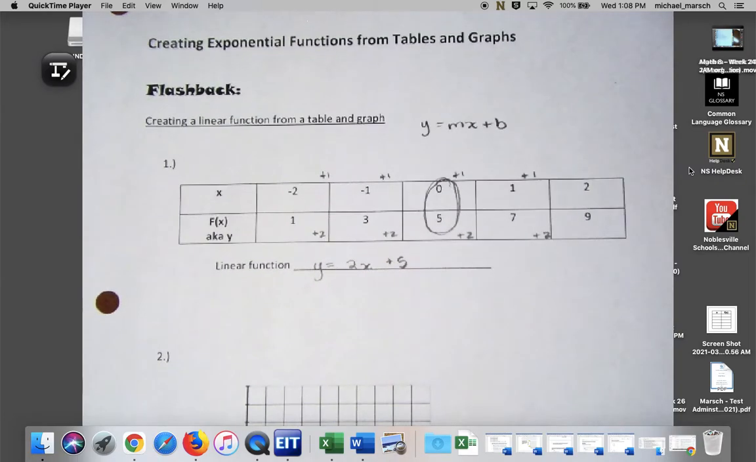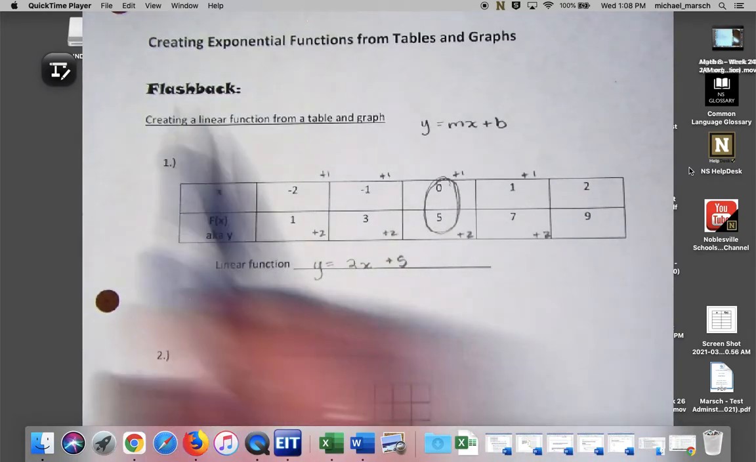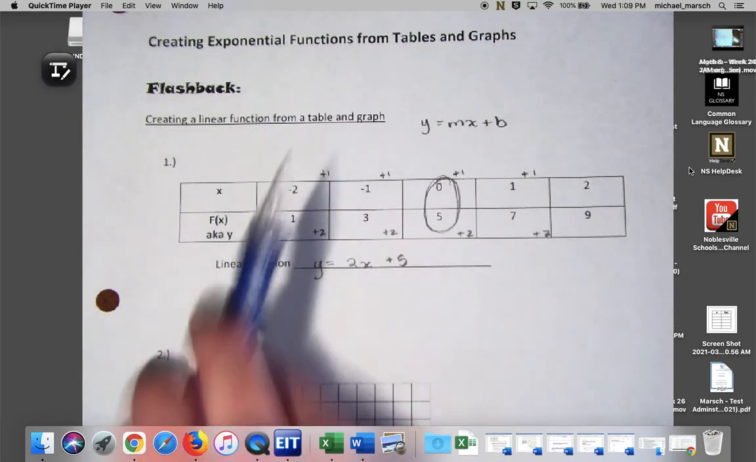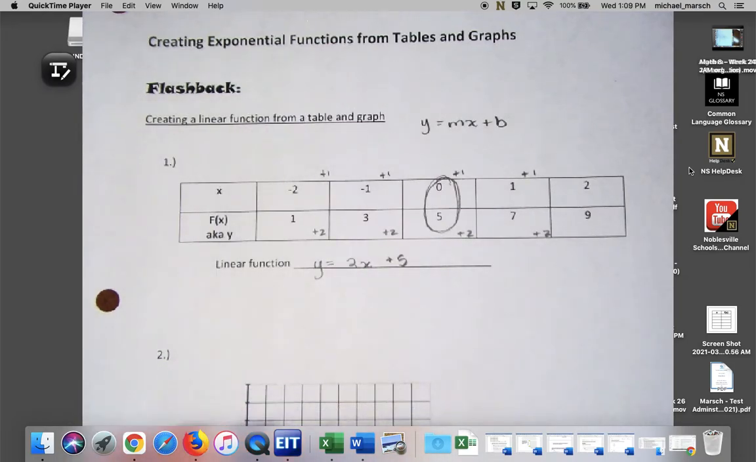I thought we were doing... We're doing a flashback here. That's why it says flashback. This is slope, right? Yep. Yes. Okay, because I thought I was tripping.